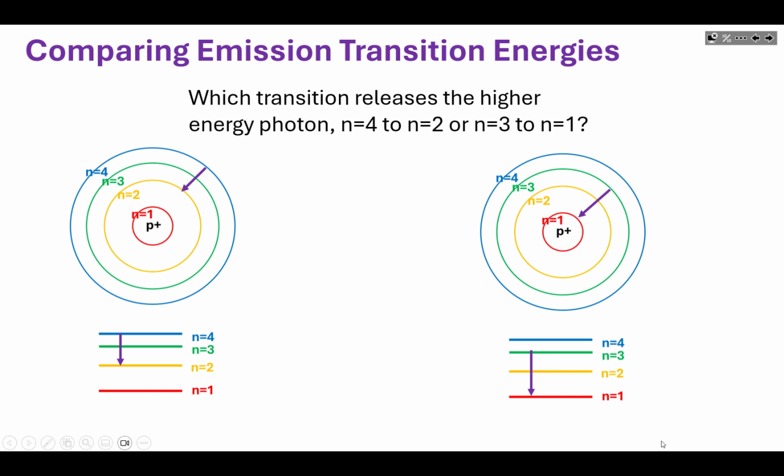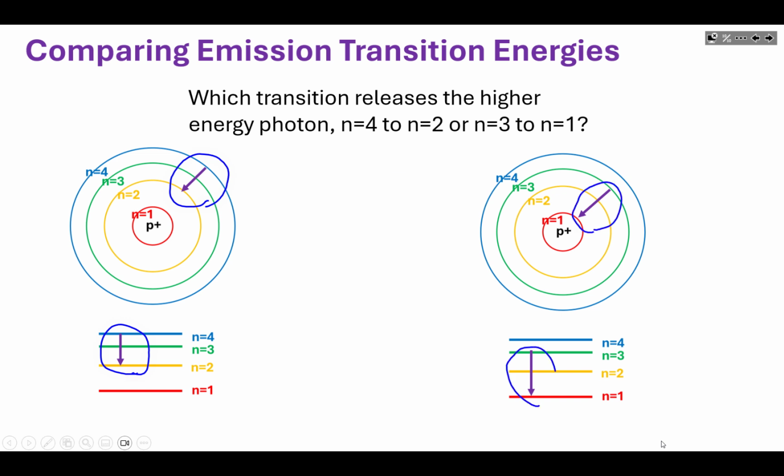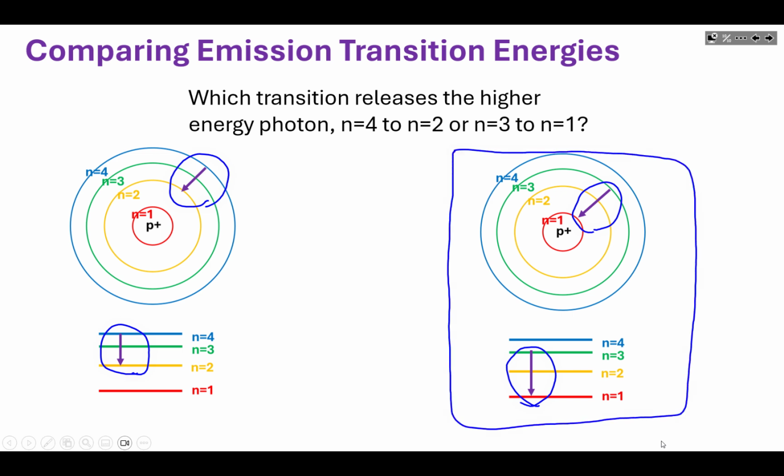Now I just want to close out with doing an example problem. It says, which transition releases the higher energy photon? So this is an emission. And we're comparing an n equals 2 to n equals 4 transition. So here, n equals 2 to n equals 4, versus n equals 3 to n equals 1. And well, we could look at arrow sizes. We could go to our textbook and calculate things. But just looking at arrow sizes, we see that this is the answer.